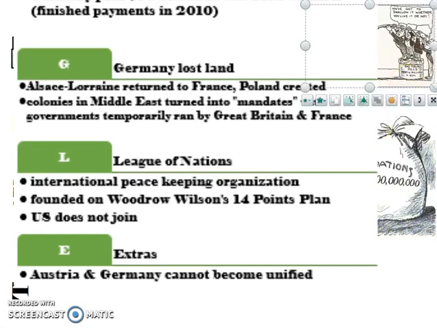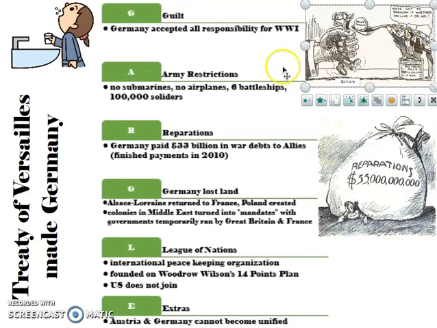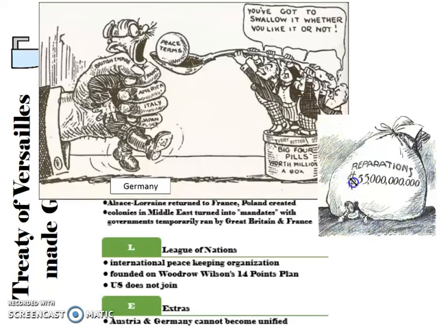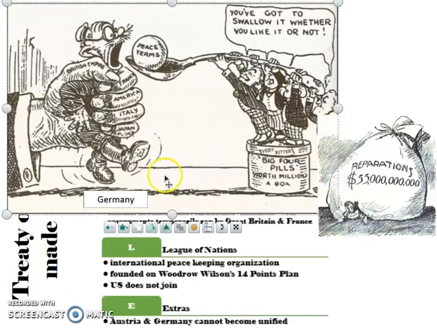If I reset this whole page, I can make this bigger too. So you can see that the Germans, right, are having to swallow the peace terms of the British, the French, the Americans, the Italians, and the Japanese. And basically they're just saying, you're going to have to do it, or we won't run your country anymore.